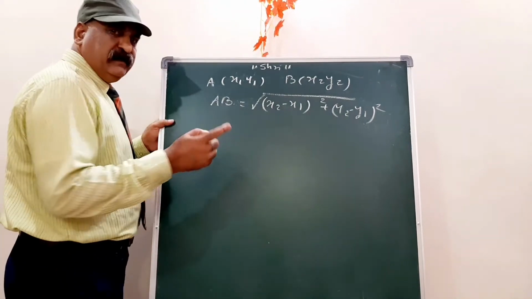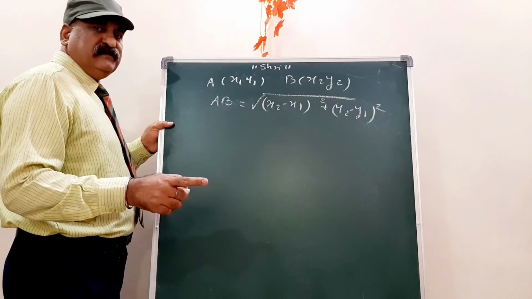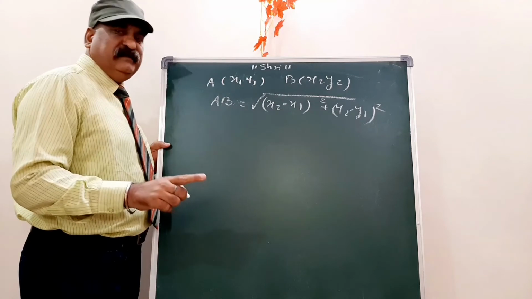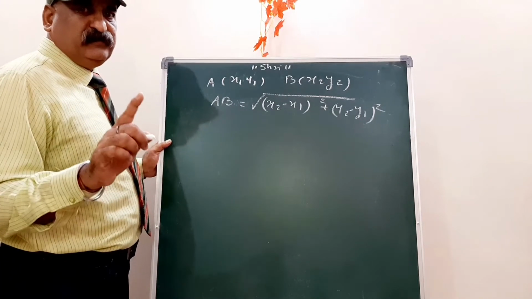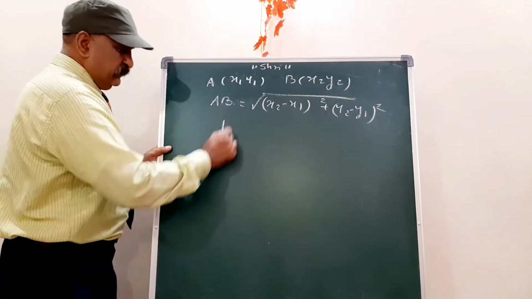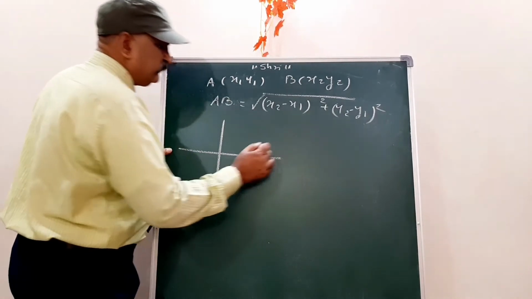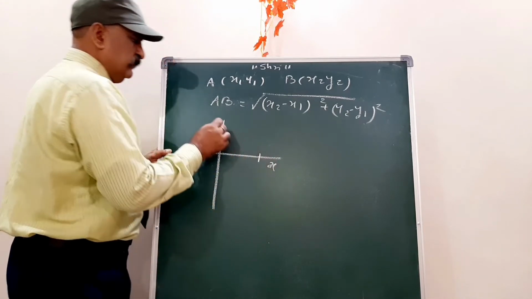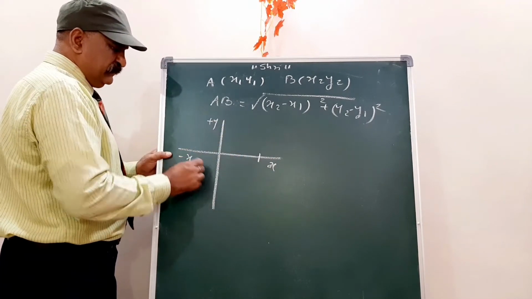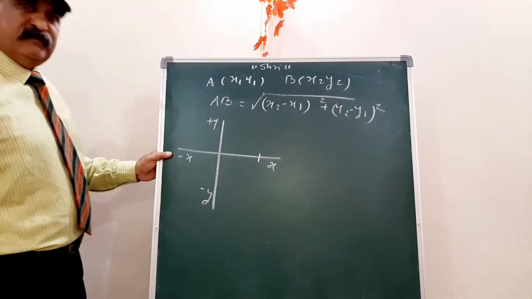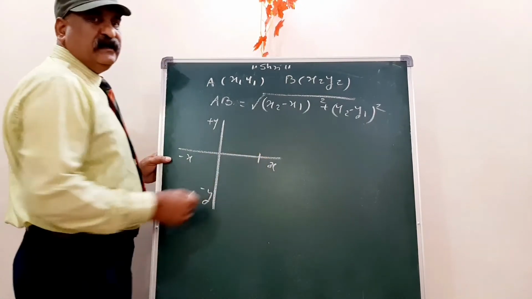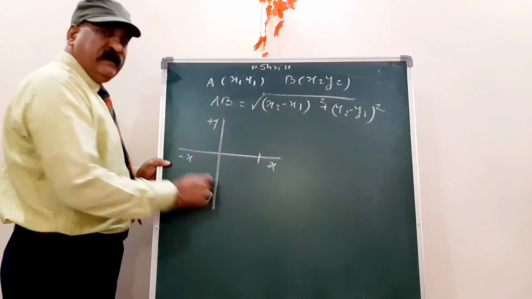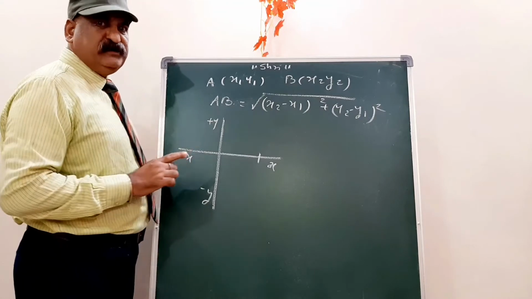Okay, if the point lies on the x-axis, then the y coordinate will be 0, and if the point lies on the y-axis, then the x coordinate will be 0. This is clear to you? Suppose this is the coordinate axis, this is plus x, this is plus y, this is minus x, and this is minus y. If the point lies on the x-axis, the y coordinate will be 0, and if the point lies on the y-axis, then the x coordinate will be 0.